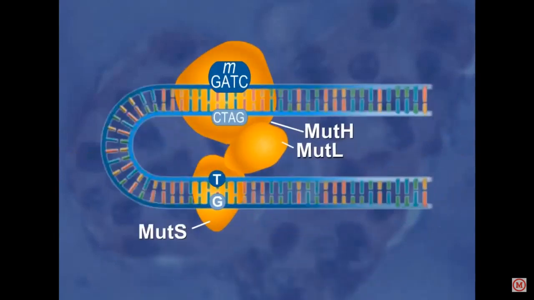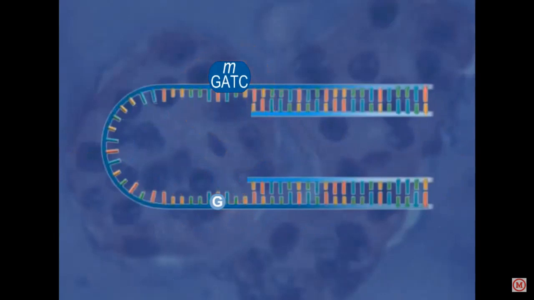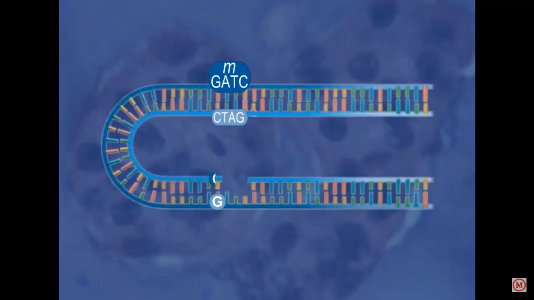Mut-H then makes a cut specifically in the non-methylated strand. An exonuclease digests the non-methylated strand from the cleavage site to just beyond the mismatch site. This leaves a gap in the daughter strand which is filled by DNA polymerase III and then sealed by DNA ligase. The end result is that the mismatch has been replaced with the correct base pair as indicated by the original DNA strand.